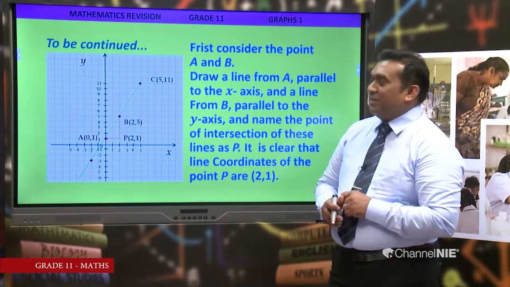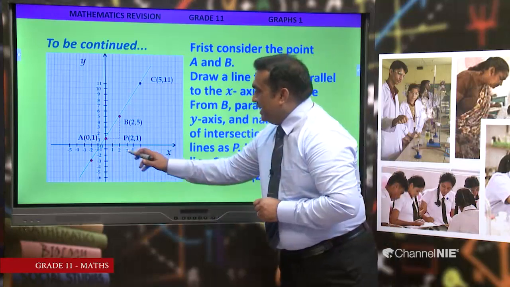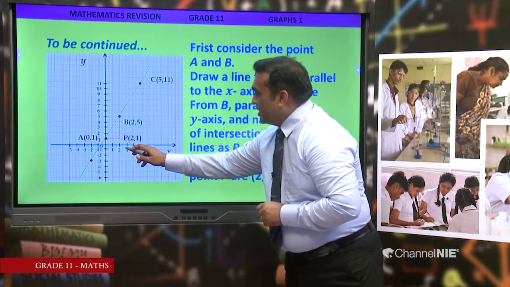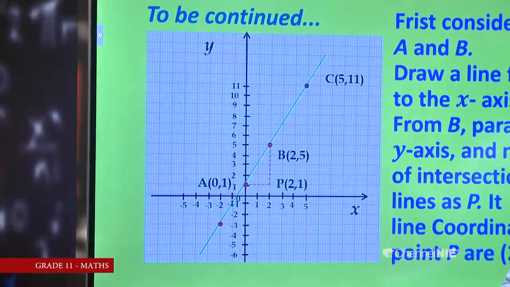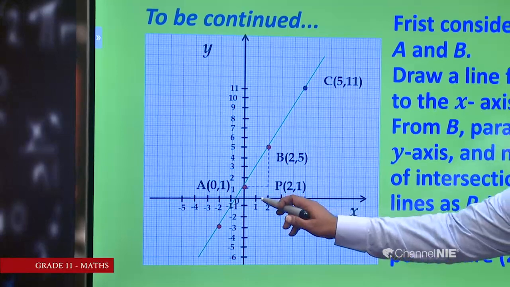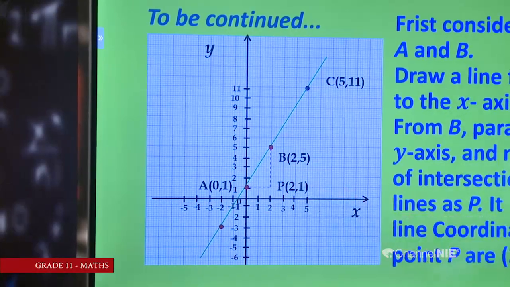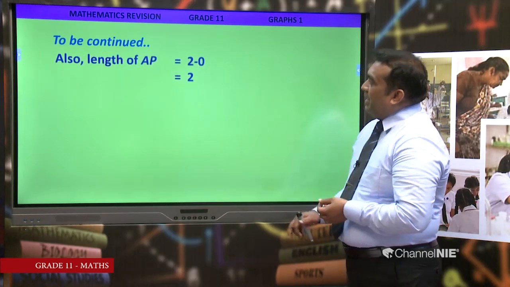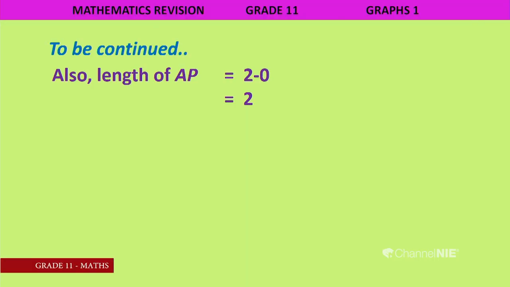How to find the length of AP? Here you know the x coordinate is 2, the horizontal length from the origin. Here you have 2. Also the length of AP equals 2 minus 0, which is 2. Length of BP, 5 minus 1, equals 4.